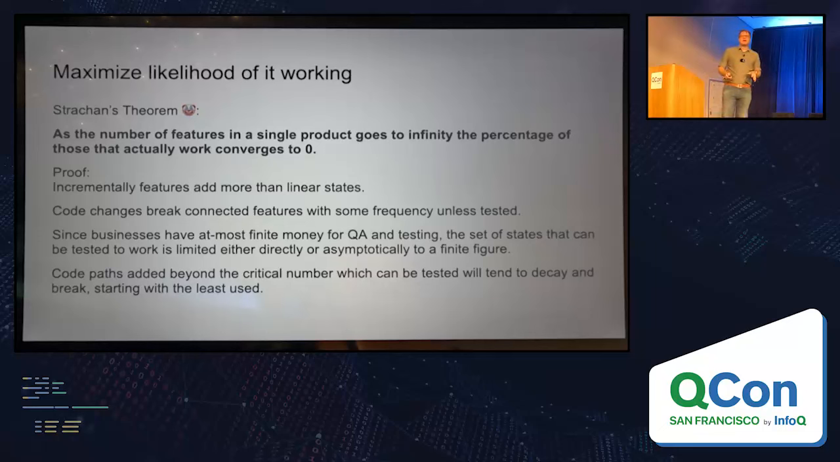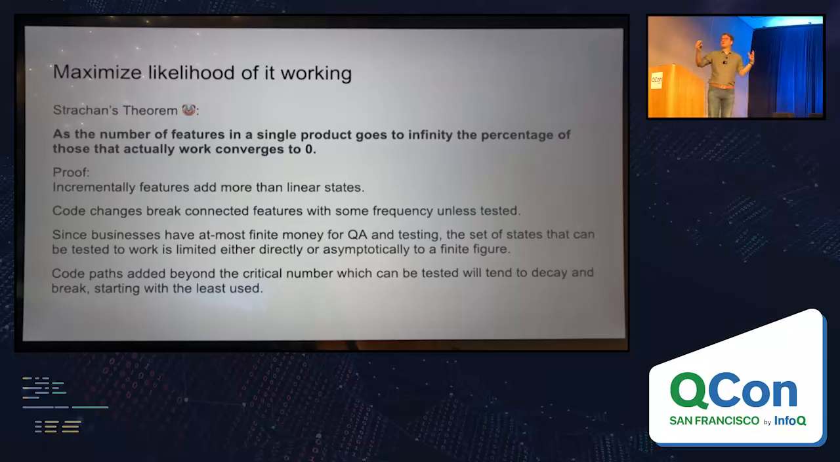The other thing to do is maximize the likelihood of it working by reducing code branches. Now, I put the clown emoji here because this is meant as a joke. As your feature set grows to infinity, the percentage of those that work converges to 0. Now, OK, no one has infinite features. But you do have a limit to how much you can QA and test a specific code path, right? Like, as you add complexity, as you add new features, stuff that wasn't tested or wasn't covered in tests or people aren't using kind of tends to break at a constant rate.